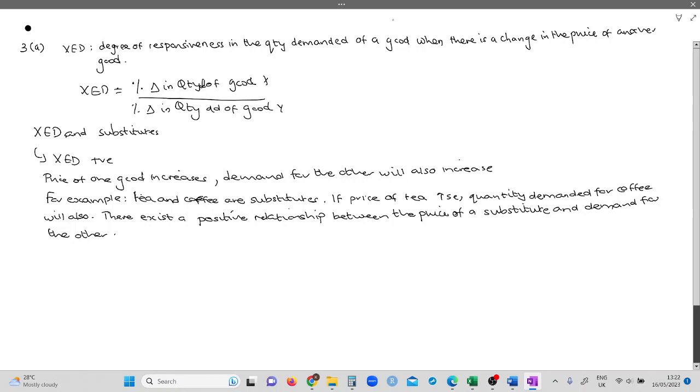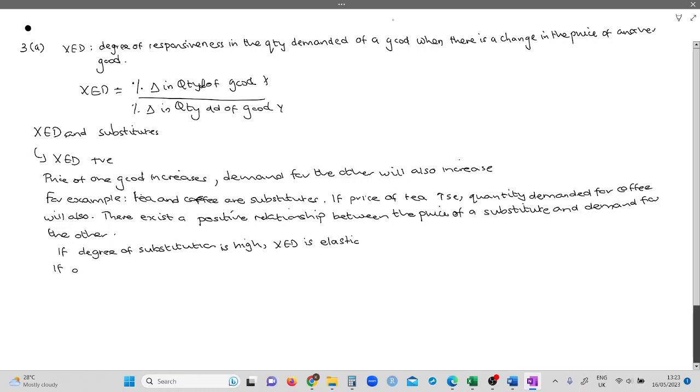It reflects on the sign of the XCD. Now, you can also say if there is a high degree, so if the competition between them is high, there's a high degree of substitution, then the XCD would be elastic. And if the degree of substitution is low, then it will be inelastic. Okay? So, if degree of substitution or competition is high, then we say that XCD will be high, or we say it will be highly elastic.